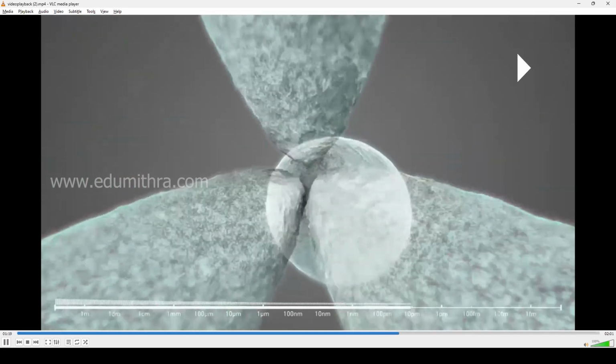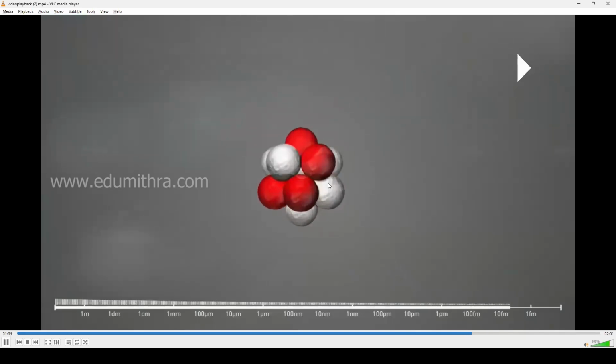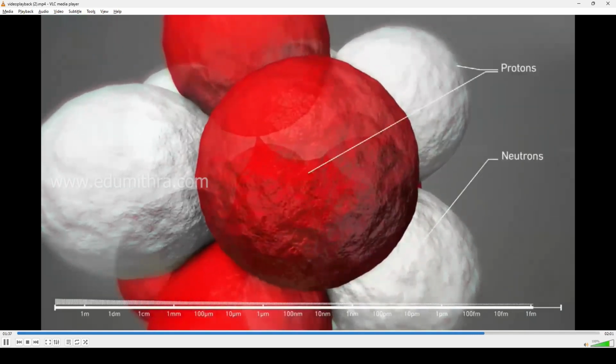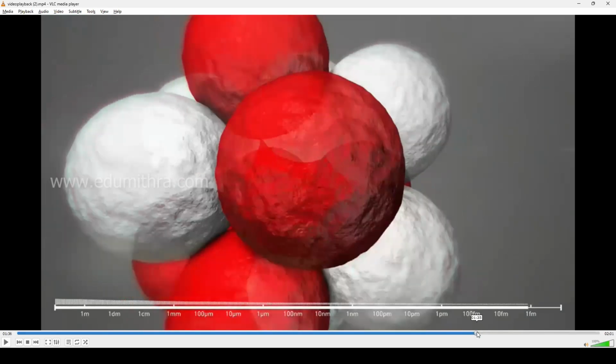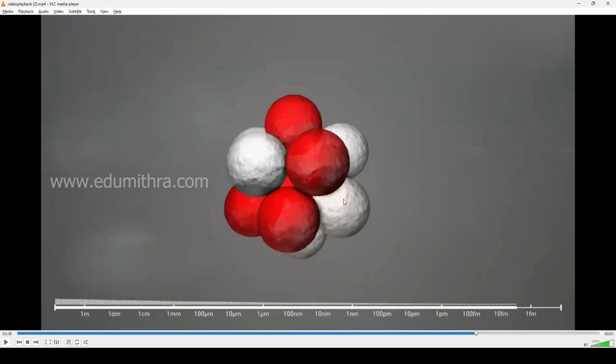And if you zoom in again to the center of that atom, you will see something called the nucleus. You can see this is the nucleus. And you can see that it consists of many things. Two types of things are there. One is in red and one is in white. The colors are all artificially given to represent what it is. And the red ones are called the protons and the white ones are called the neutrons.